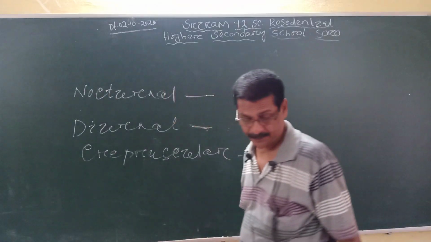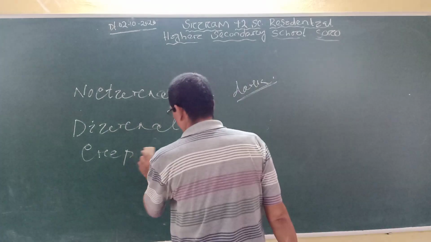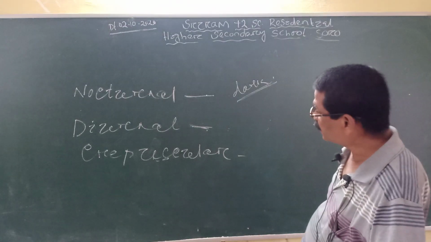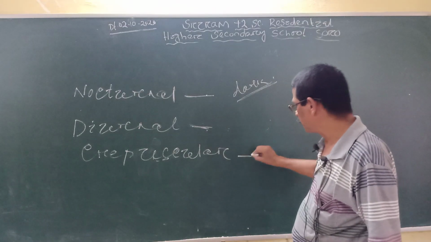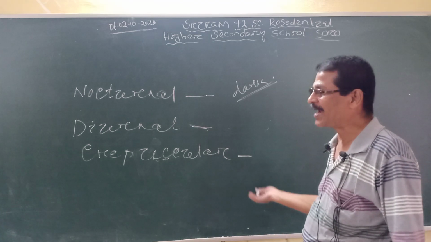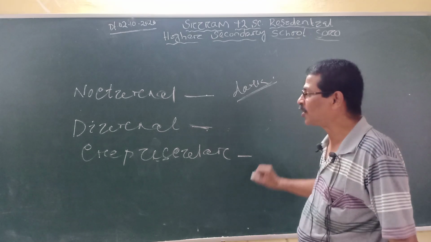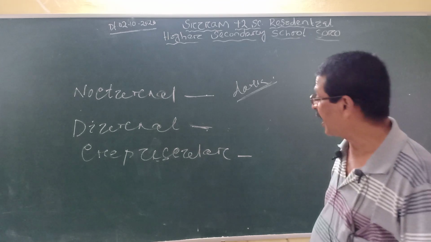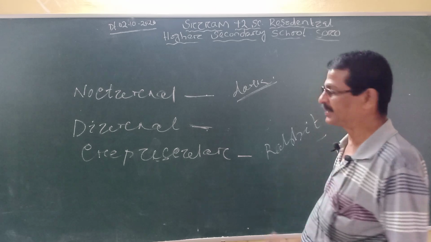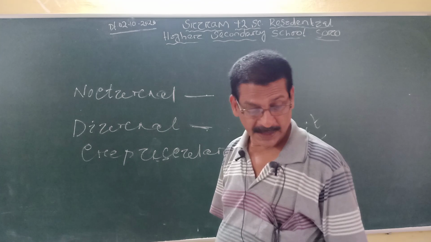That is crepuscular. Crepuscular means the animals that are active in dim light, that is, before sunrise and after sunset. They are active in dim light. The example is the rabbit. Rabbits are called crepuscular. So this is important.